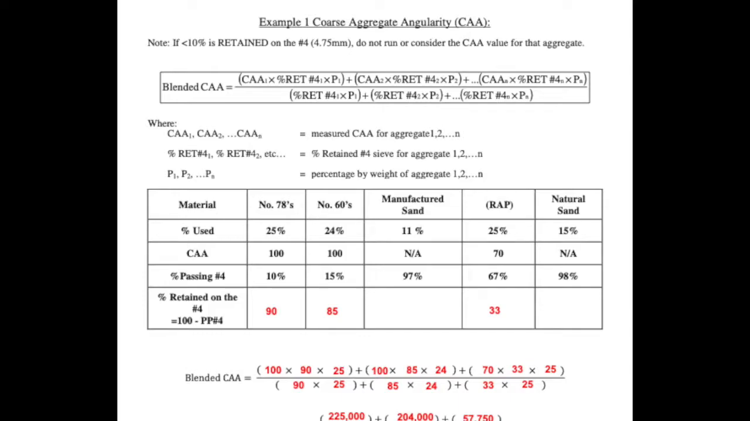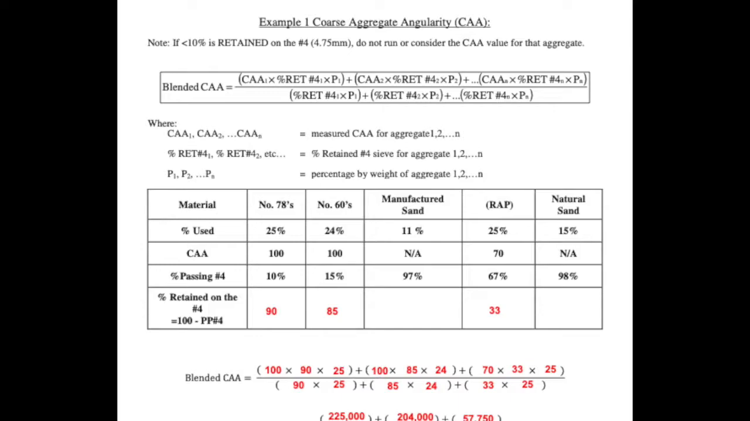So let's look at the top portion of this page here and understand what the formula means. CAA1 is actually the measured CAA value in each coarse aggregate test. The percent retained on the number 4 will be used in each calculation. So if you look at the table in the middle of the page, how do we get our percent retained?